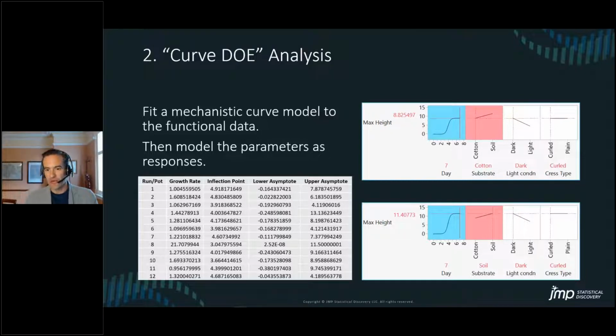So here you can see I've got the prediction profiler, and that first blue box is that modeled growth curve. You can see how changing from cotton to soil, from the upper to the lower profilers, actually changes the shape of that curve. In this case, you can see it's clearly changing the upper asymptote. So the maximum height we expect to be higher with soil as the substrate rather than cotton wool.